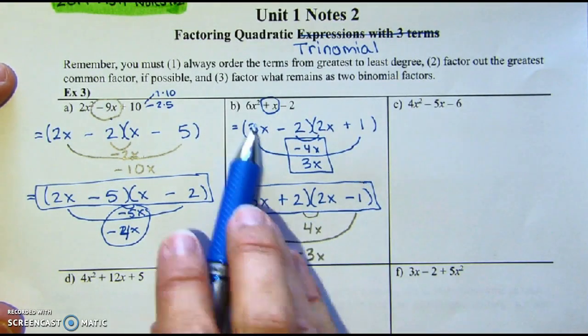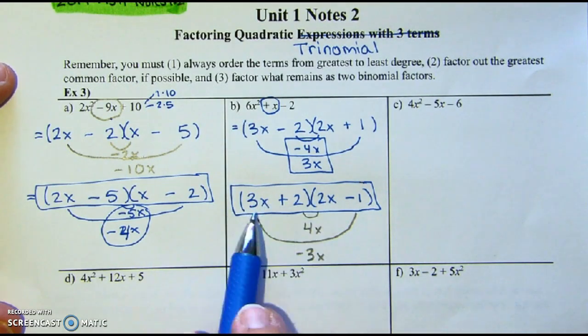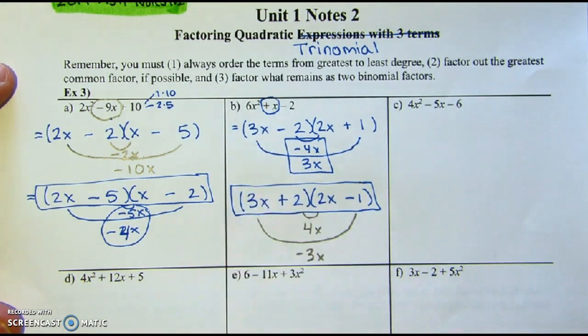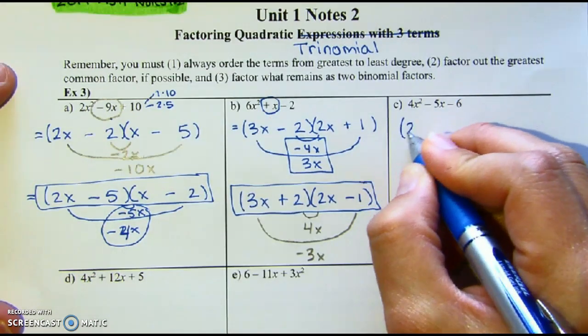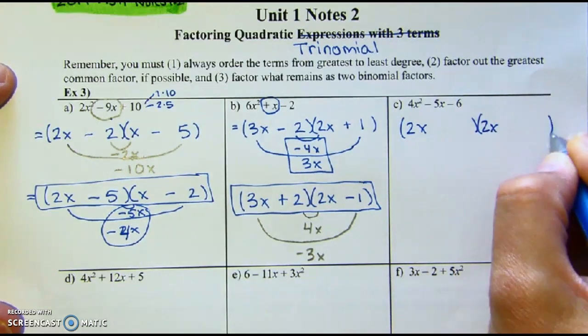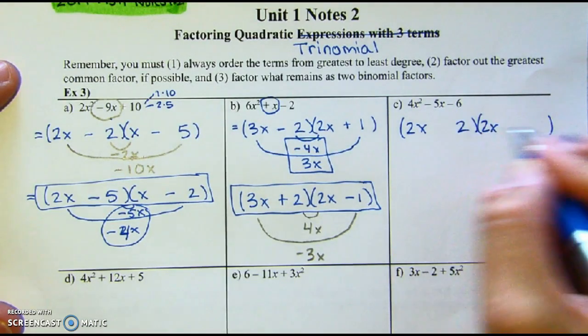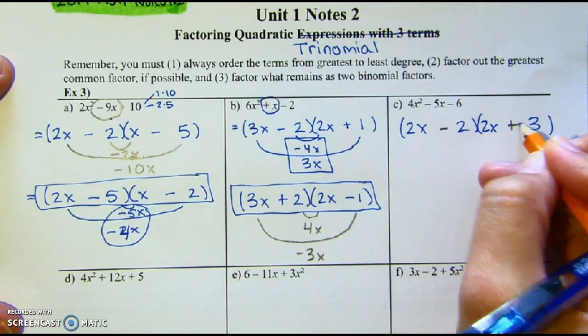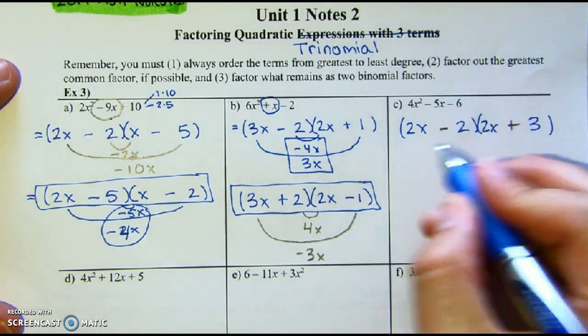We are foiling in our head. We're doing first, outer, inner, last in our head. And we got it. Here we go. What multiplies to get 4x squared? 2x times 2x, so those go in the front. What multiplies to get 6? 2 times 3? I'm just guessing. How do I know where to put them? I don't. I'm guessing. And now I'm going to check.